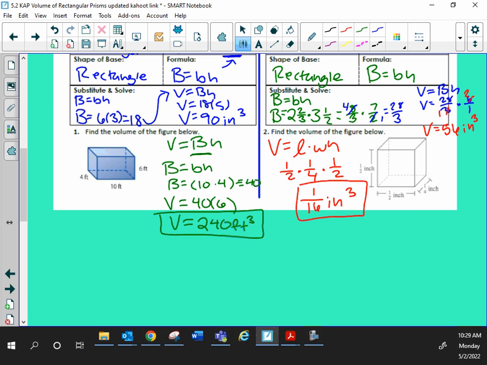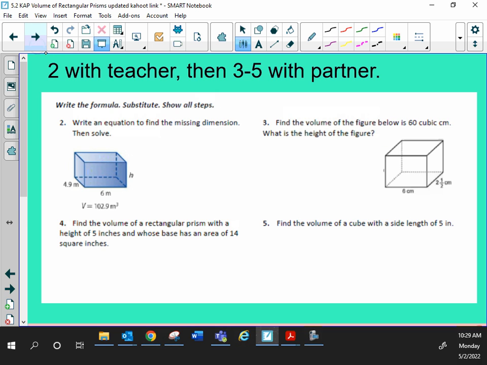All right, last one that we're going to do together. Number 2 on the back. Pause and read it. Number 2 is on the back. What's different about this one? We have to find H and they give us the volume.